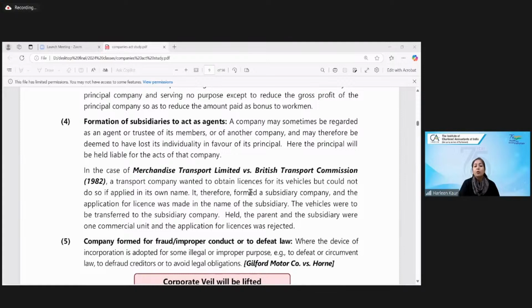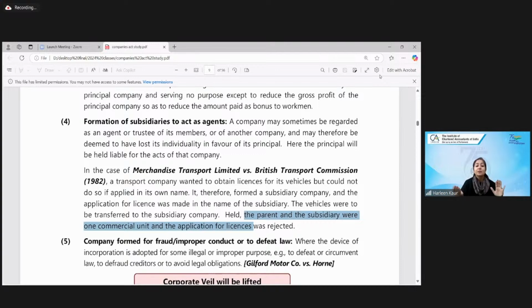A transport company wanted to obtain a license for its vehicles but could not do so if it applied in its own name. Therefore, they formed a subsidiary company just for applying for the license in the name of the subsidiary company. Vehicles were to be transferred to the subsidiary company. The parent and subsidiary were treated as one commercial unit and the applications were rejected. It means you were not supposed to go, and now you're sending your son for the same thing. So both of you are banned.